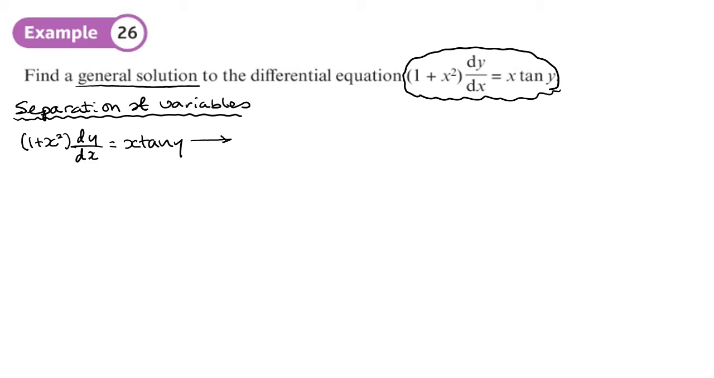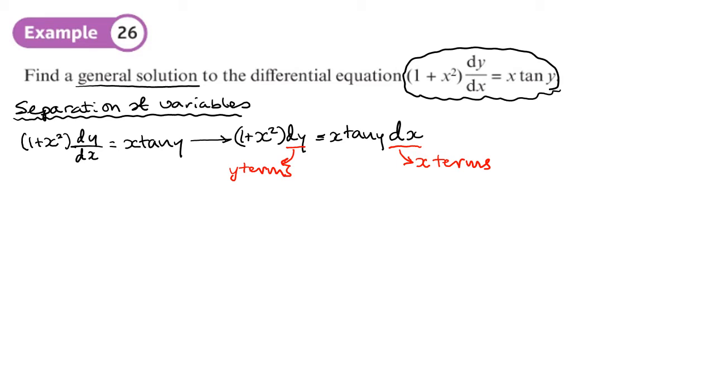So if I multiply both sides by dx, I'll have 1 plus x squared dy equals x tan y dx. Now what that's telling me, because the dx is over here, I need to get all my x terms on this side. Because the dy is over here, I need to make all the y terms go on this side.